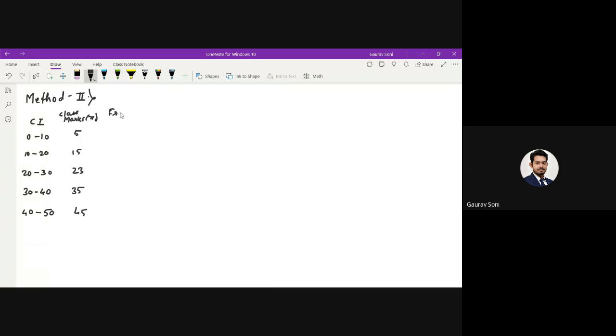Then the next column, frequency. So the frequencies are 6, 26, 47, 15, and 6. How do you reduce the value? By change of origin and change of scale. So I'll define new u_i as x_i minus any value of your choice. It has to be 25.